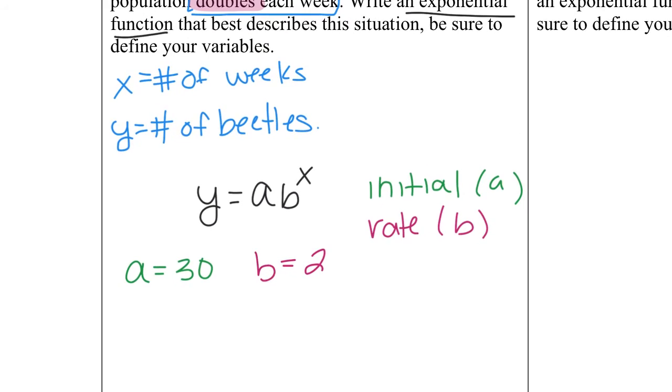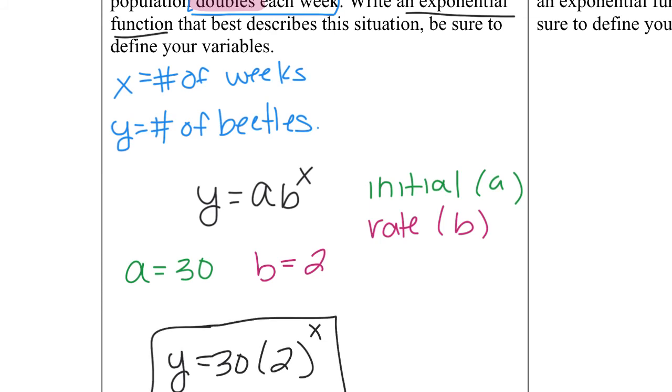So now that we have the a and the b, we're going to substitute them where they go. So a is the 30 times b, which is the 2, to the x. So just like the pattern, this is useful for telling me how many beetles would be in this warehouse bin after x many weeks. So I could figure out x is, let's say, 52. That could be a year. How many beetles would be in there?